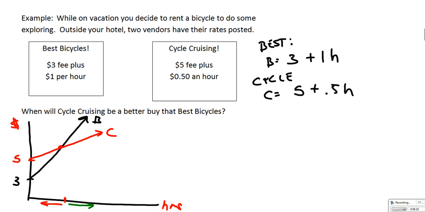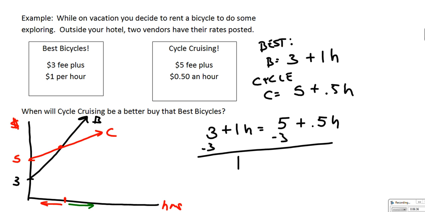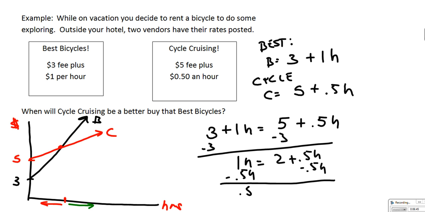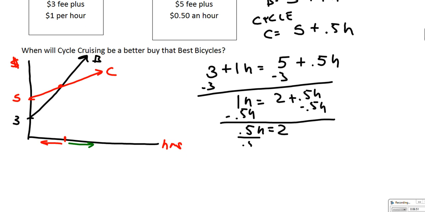So what we can do is take these two equations, set them equal to each other, and we can find the point in time, the number of hours, when they're both going to cost the same amount. So at 4 hours, both bicycles will cost the same. If we're going to rent the bicycle for more than 4 hours, Cycle Cruising will be the better buy.